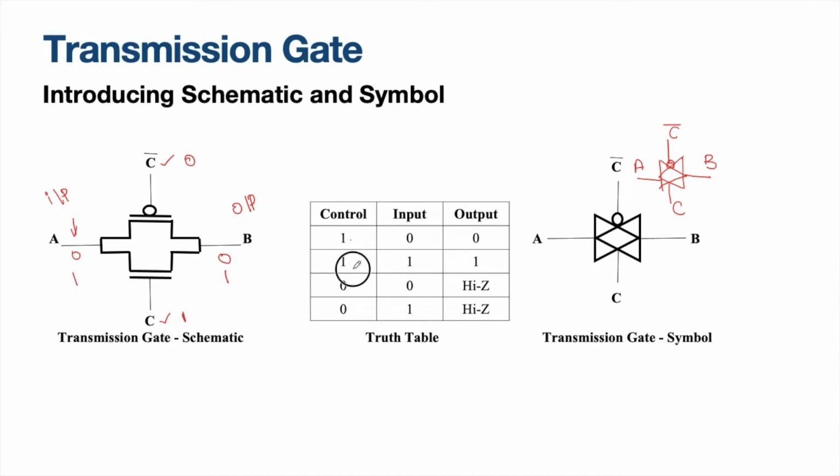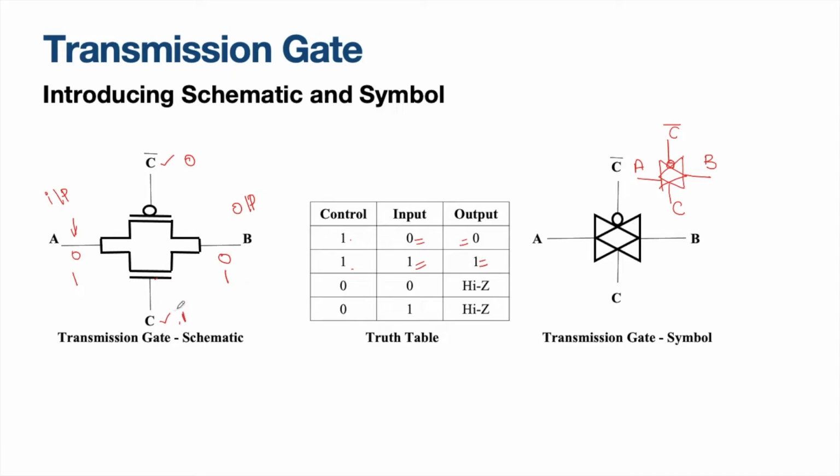If the control signal is 1, the NMOS transistor is on. When C is equal to 1, obviously C bar will be equal to 0, therefore the PMOS is on. When both the transistors are on, whatever is in input will be at the output. If the input is 0, output is 0. If input is 1, output is 1.